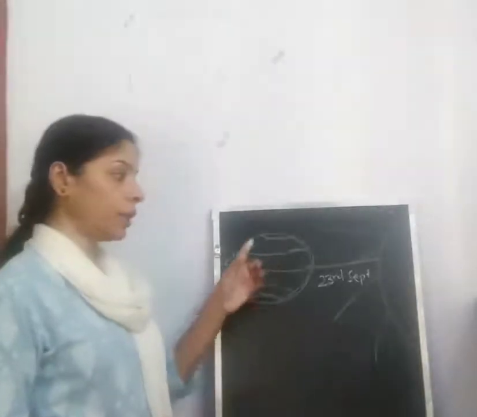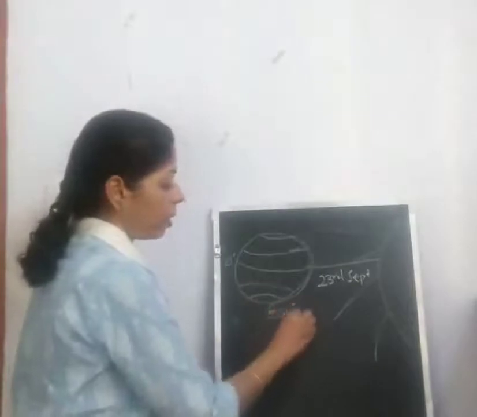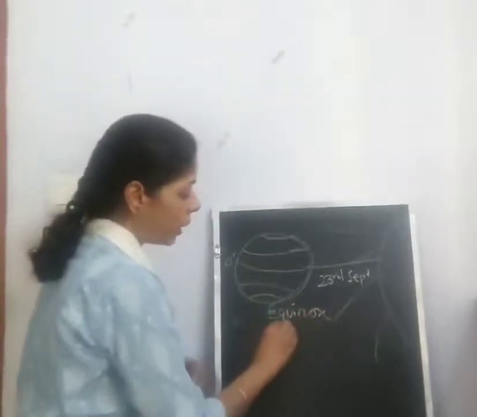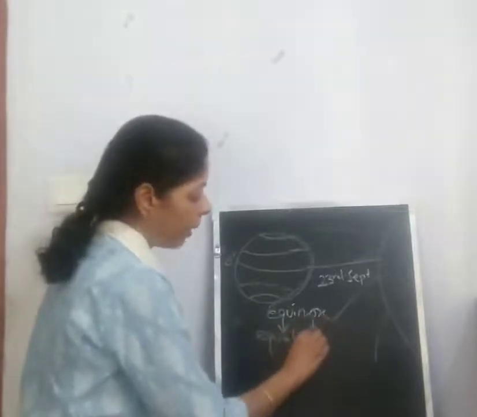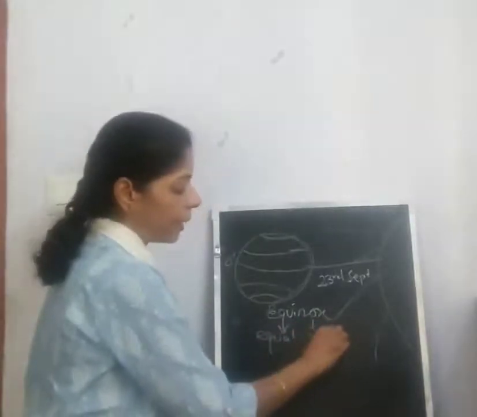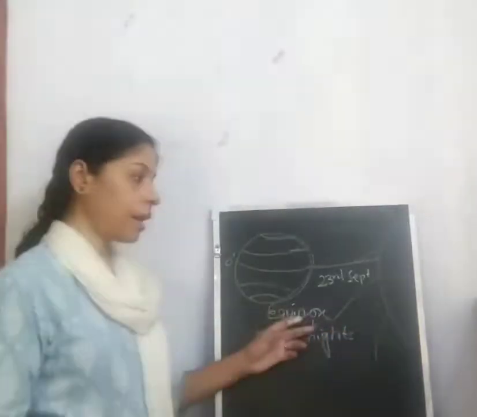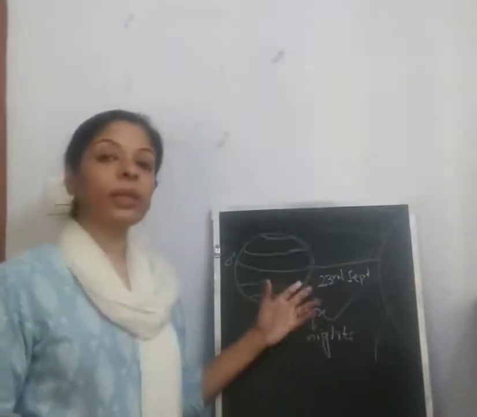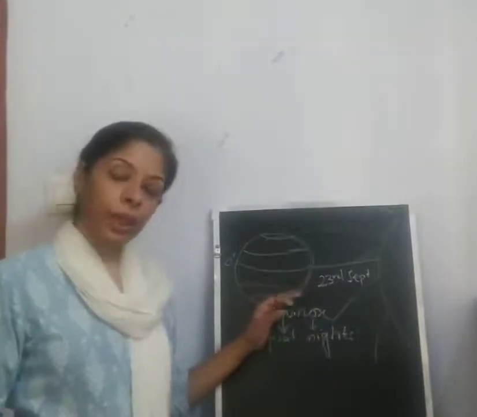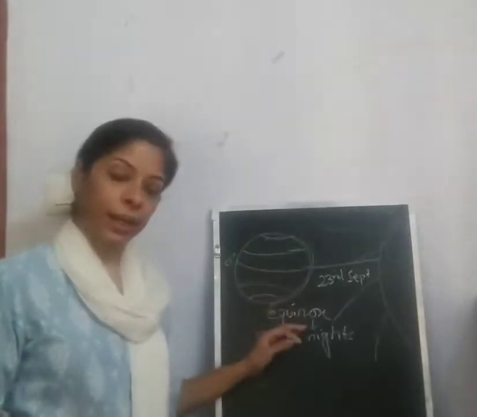This position of the Earth is known as the equinox. Equi means equal and nox means night. So, we are having equal day and night on all the places on the Earth's surface, and this is happening on 23rd of September, when the sun rays are falling directly on the equator. So all the places are having equal days and equal nights.